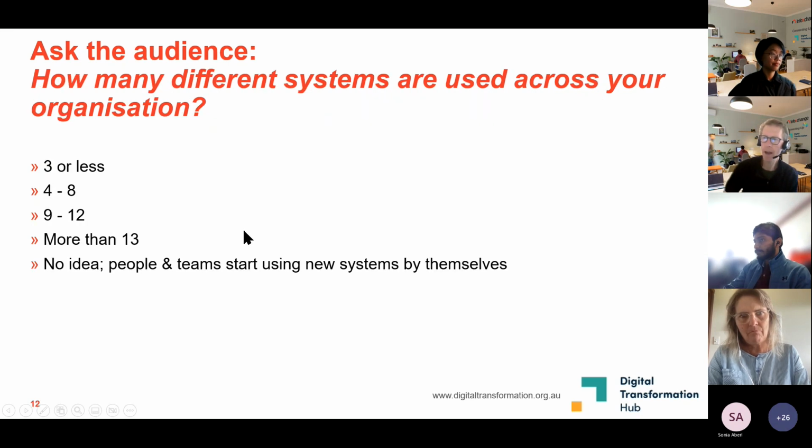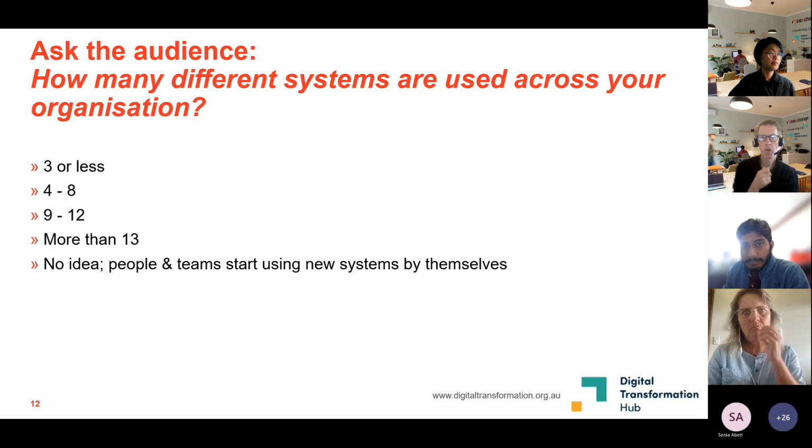Keeping on going, this is an interesting one. How many different systems are used across your organisation is the next one. The reason we're asking this is because the more systems there are in an organisation, the more systems need to be protected.